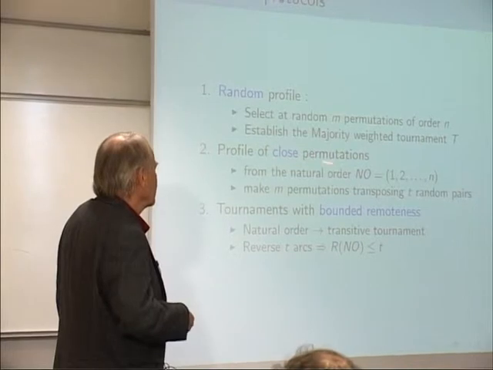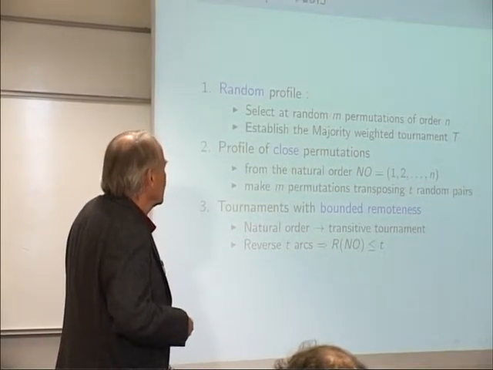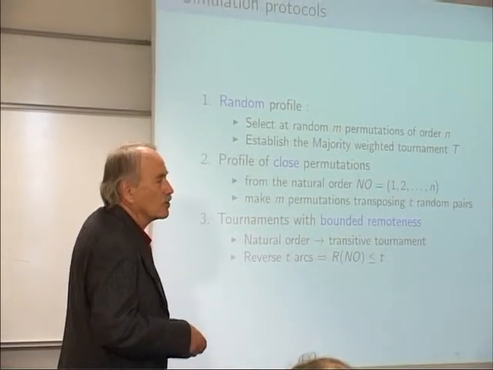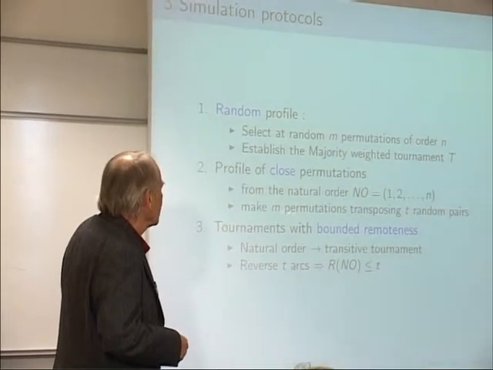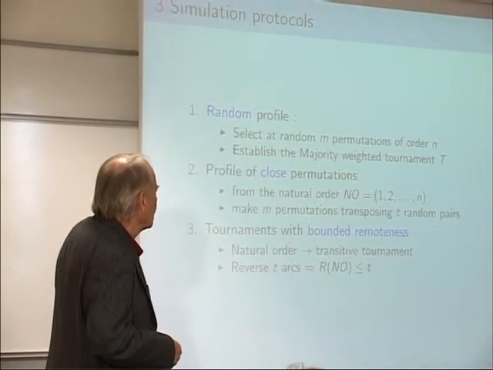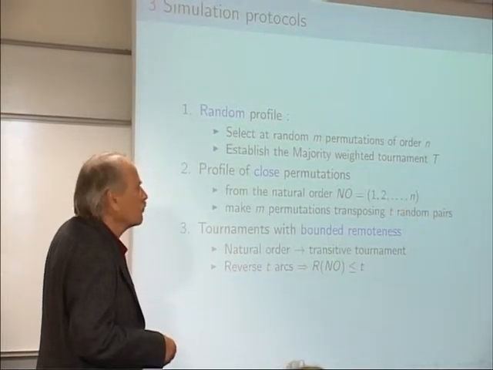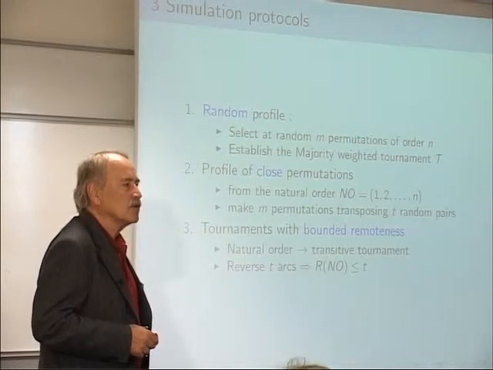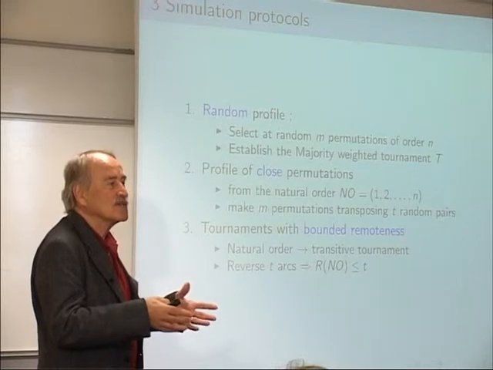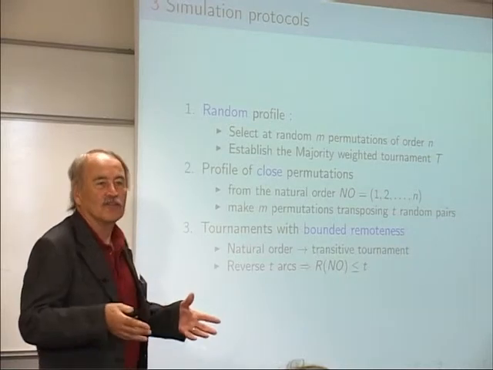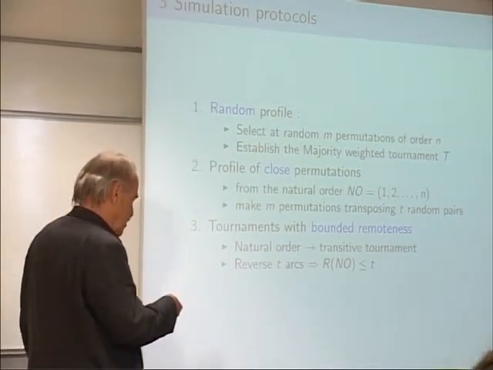So I will take permutations which are close together, and for that I start from the natural order 1 to n, and I make a small number of permutations. I make these m permutations transposing a small number of pairs in this natural order. So all the orders are close to the natural order, and so the consensus could be the natural order, because I make the transpositions randomly.